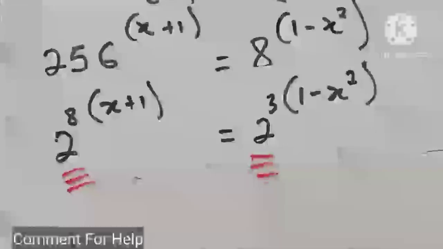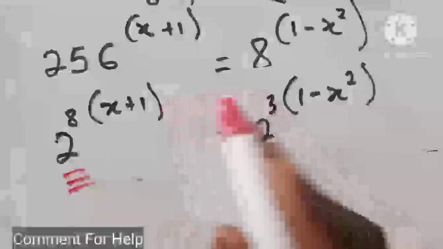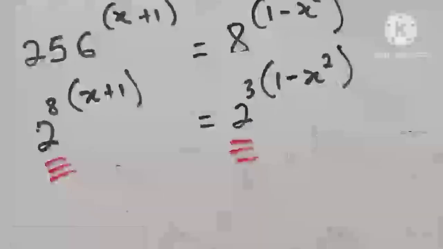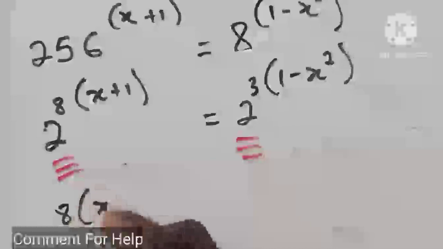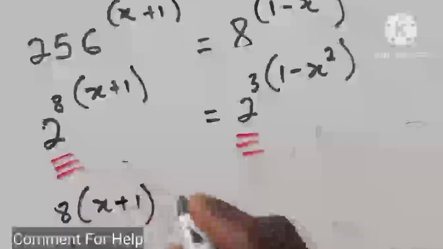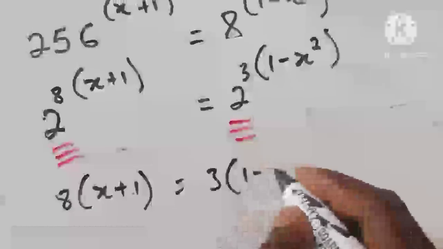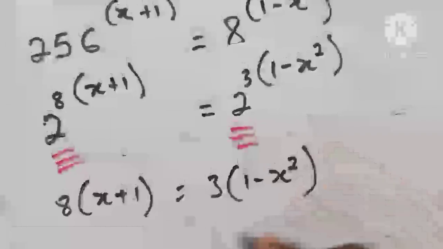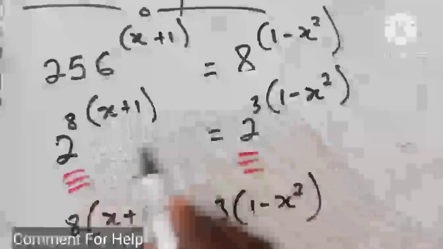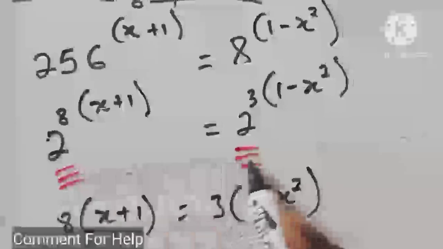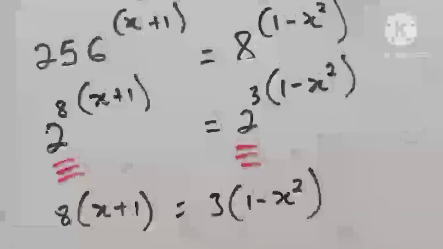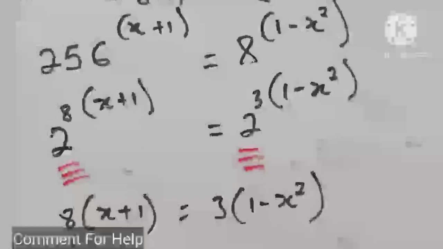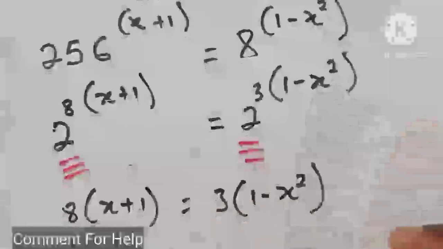So what are we going to do here? We can easily equate these exponents, right? So from here we have the exponents to be 8 into bracket x plus 1, that is equal to 3 into bracket 1 minus x squared, right? So you can only do that if the bases are the same. If they are not the same, what do you have to do? That's why you need to stay here to the end of the video and see all the tricks that you need to solve questions like this.